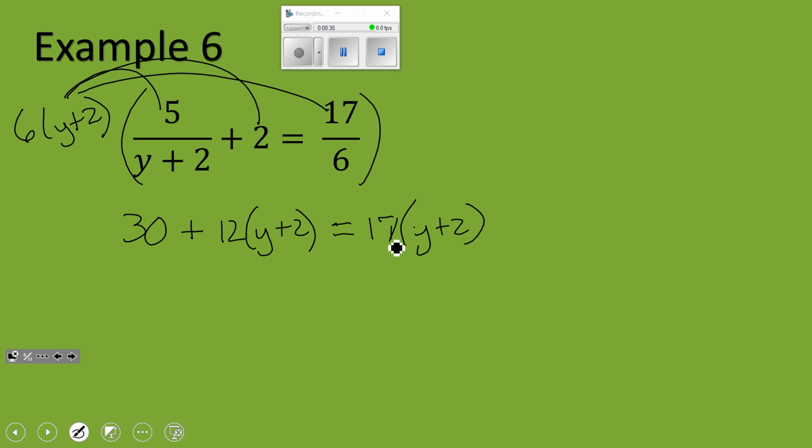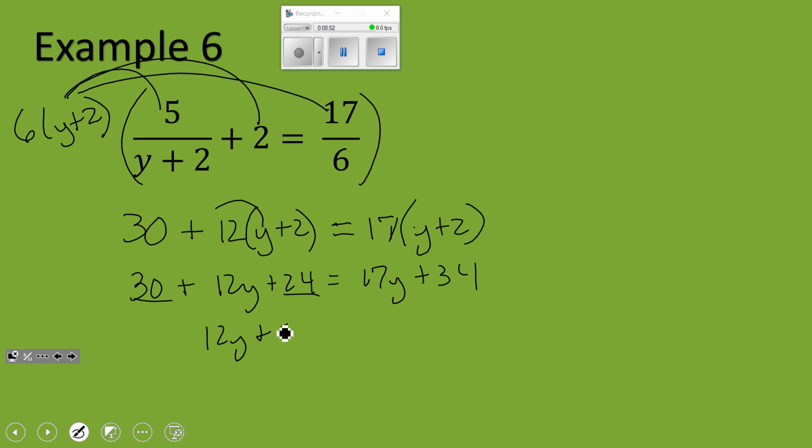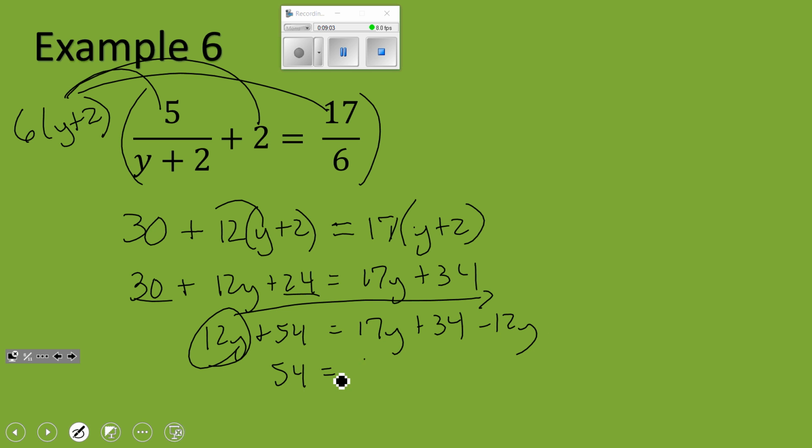My question now, is this linear or is this quadratic? Linear. So we're just going to solve it. 12y plus 24 equals 17y plus 34. I'm going to combine, so 12y plus 54 is equal to 17y plus 34. I'm going to move the 12y's over, and I've got 54 equals 5y plus 34.